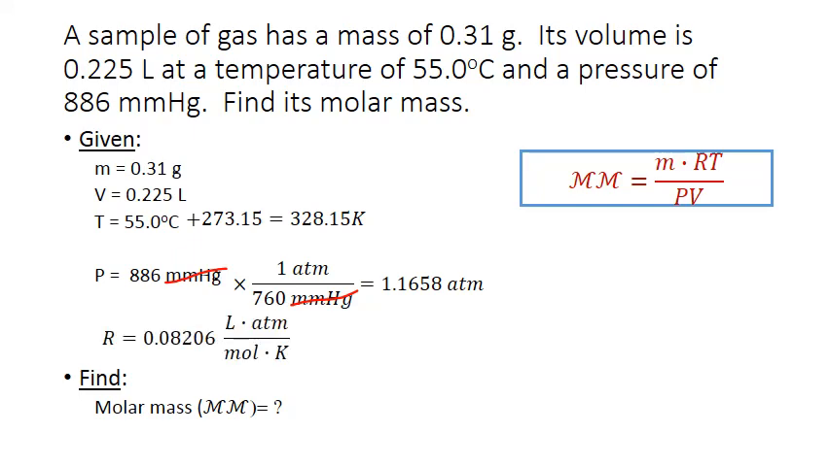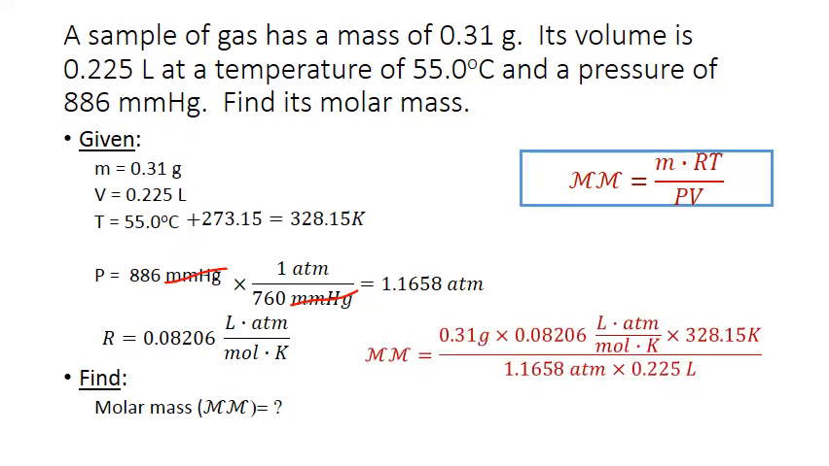We will still need the ideal gas constant, R, 0.08206 liters times atmospheres divided by moles divided by Kelvin. So this number usually is not given to you in a problem, and it's just expected that you will know what the value is. We substitute these numbers into our formula, and notice what happens to our units. Kelvin cancels out. Atmospheres cancel out. Liters cancel out. We're left with our final units of grams per mole.